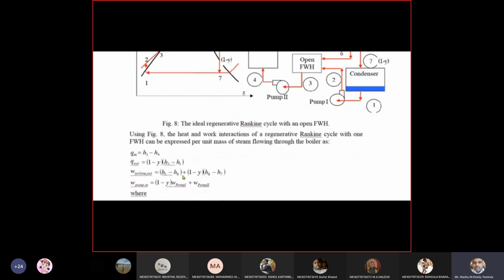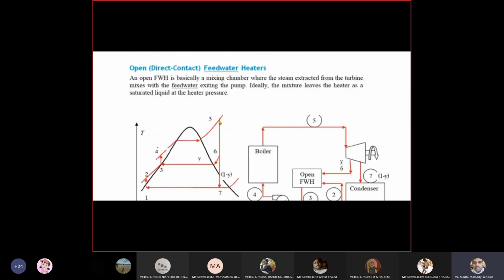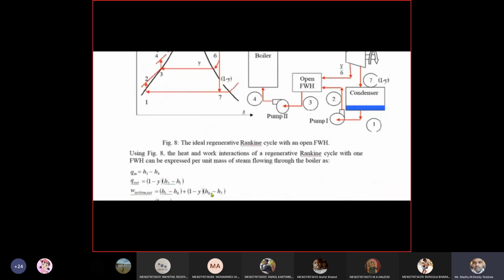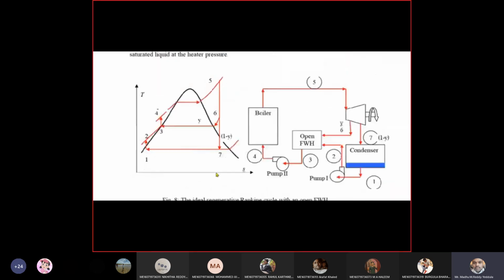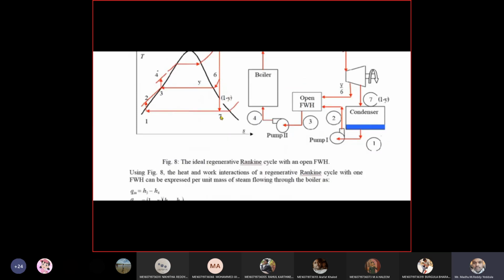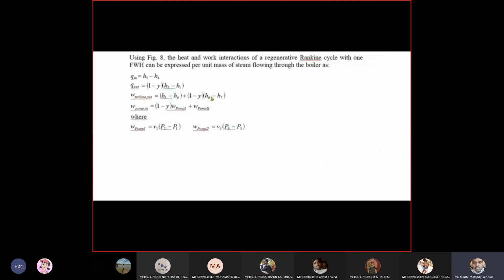You can see the work done by the turbine is equal to: 1 kg is expanded from 5 to 6, and 1 minus y kg is expanded from 5 to 7. Sorry, 6 to 7. So till here it is 1 kg. From here it is 1 minus y kg. 6 to 7 is for 1 minus y kg, and 5 to 6 is the total mass of the steam, that is 1 kg. That is the work output of the turbine.